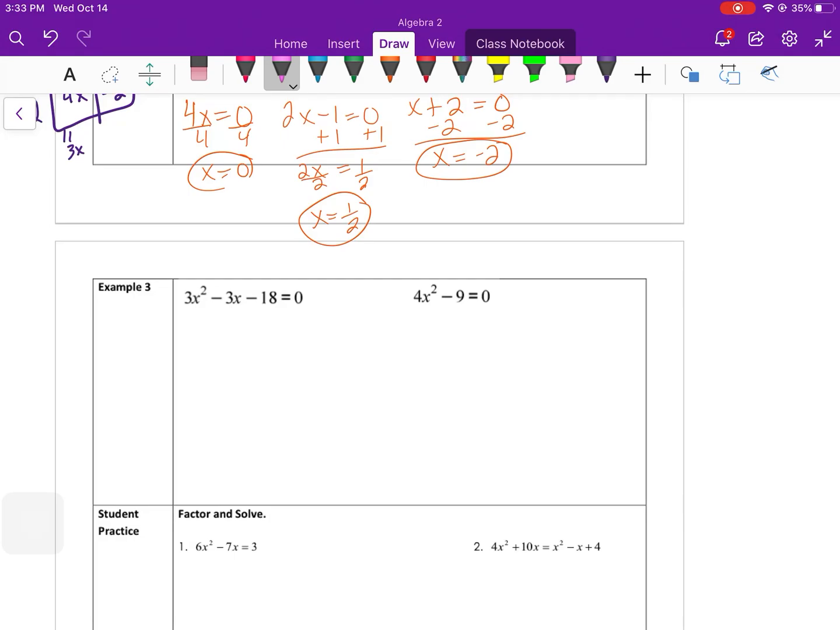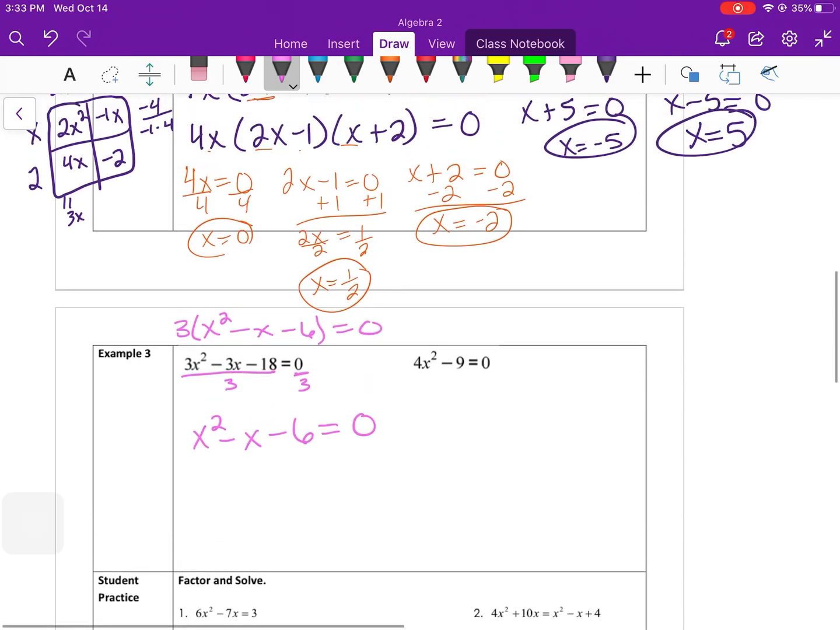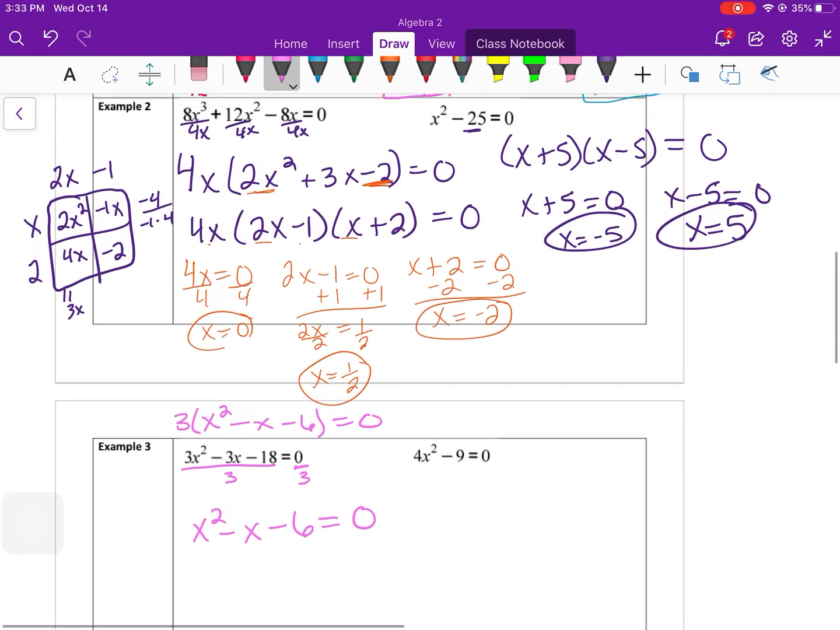This one, I can divide everything here by 3. Since it is equal to 0, you could just divide everything, both sides of the equation, by 3 to eliminate the 3. So then you're left with x squared minus x minus 6 equals 0. If you're factoring it, though, technically the factoring answer would be 3 times x squared minus x minus 6. You can't divide everything like in example 2 up here.